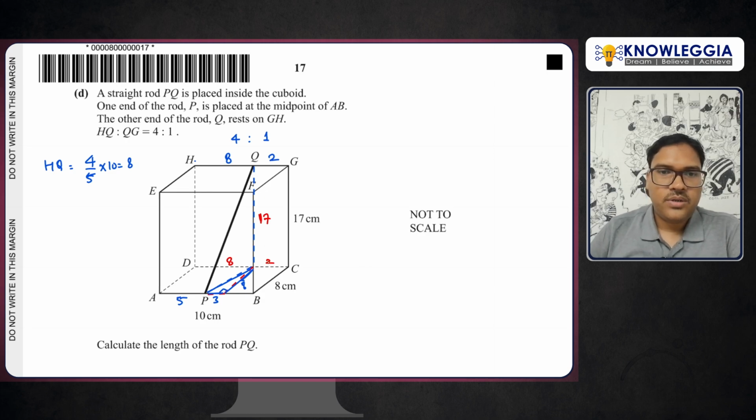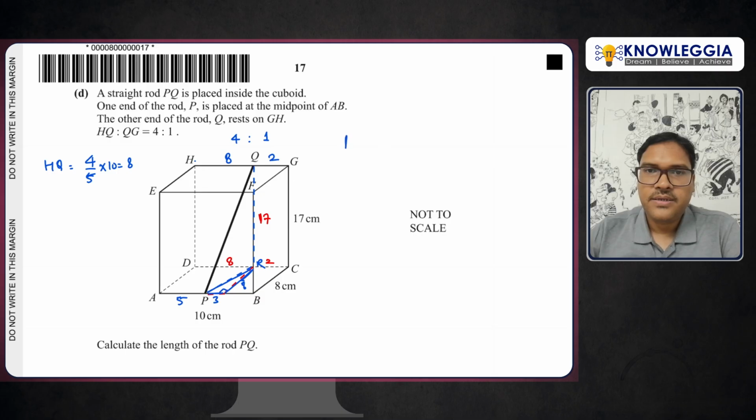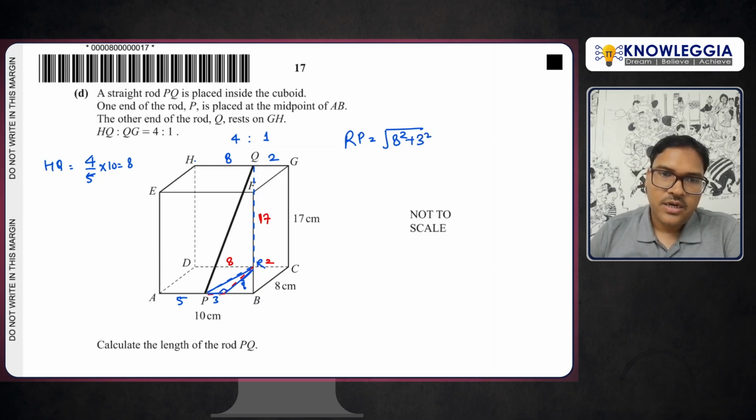Okay. So let's say if I say this point is PQR, let's say this is R. So this RP is basically under root of 8 square plus 3 square. I hope this is clear, because this is a right angle triangle. I'm applying the Pythagoras. So this is RP.